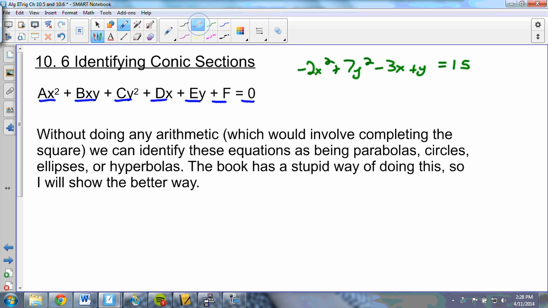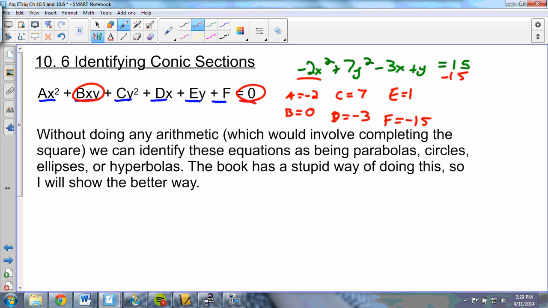Over here with this example, the a value is -2. The b value is not 7. The b value is 0, so I don't have a bxy term anywhere. The c value is 7. The d value is -3. The sign matters, -3. The e value is 1. And the f value is not 15. The f value is -15, because these have to be equal to 0. And right now I'd have to subtract a 15 from both sides to make that equal 0.